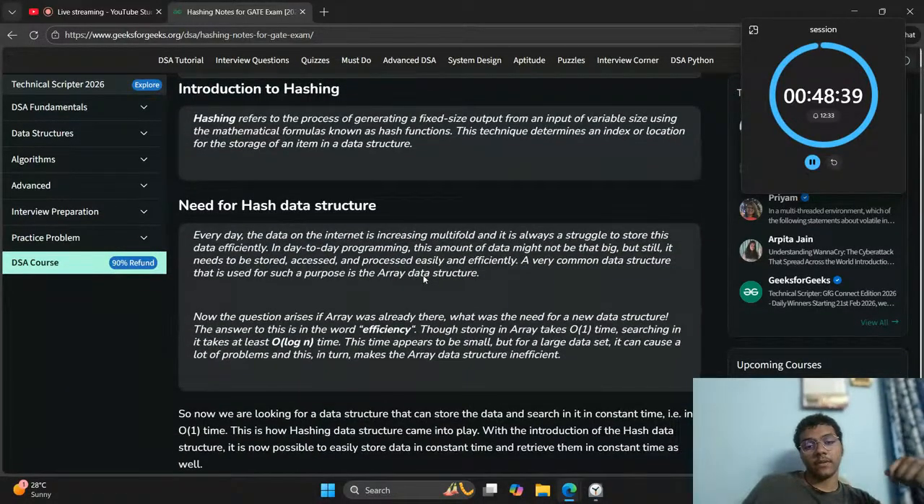Hashing refers to the process of generating a fixed size output from an input of various size using mathematical formulas known as hash functions. This technique determines an index or location for the storage of an item in a data structure.